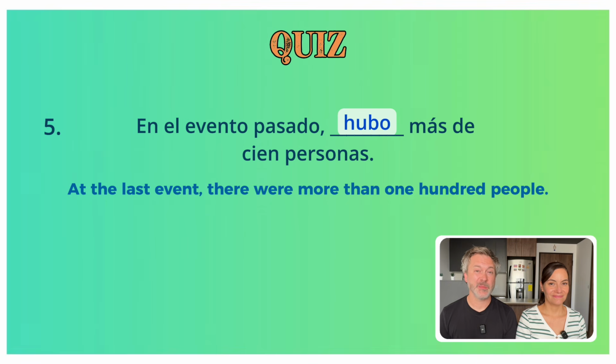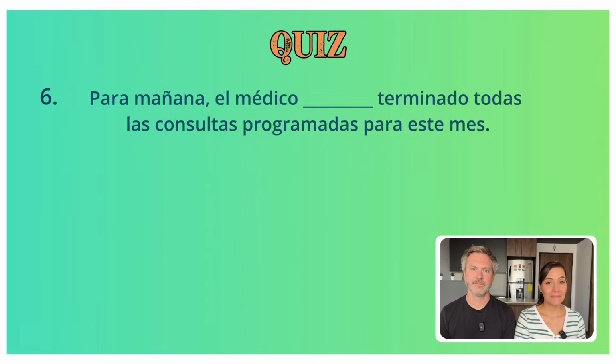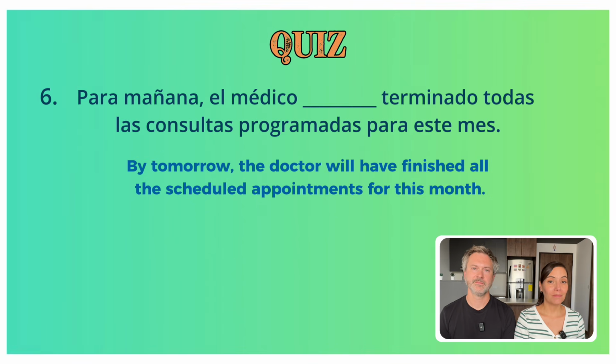So this one is a little bit tricky because you could technically use había or hubo, but in this case, we're just reporting the event. It's a completed event or action, so we're going to use hubo. Now, if you really were describing the experience that you were having back then, you would want to use había, so tricky. Para mañana, el médico blank terminado todas las consultas programadas para este mes.